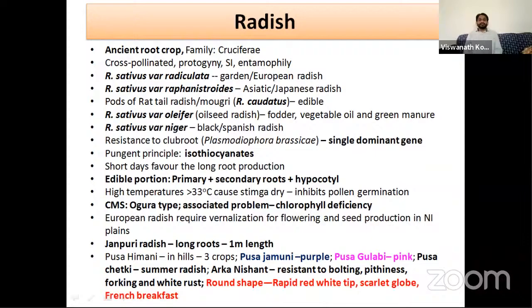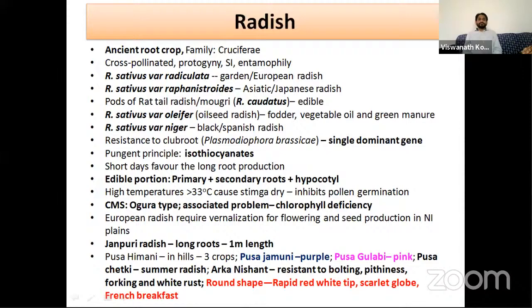CMS in radish is Ogura type, but it is associated with chlorophyll deficiency. That means the cytoplasmic male sterility is linked with the genes that cause chlorophyll deficiency. So European radish requires vernalization for flowering because they are temperate types. They require low temperature for flowering for a particular period of time. What the temperature requirement is and how many days it has to be, we will see in the next slides. So the European radish requires vernalization, but the tropical radish does not require vernalization. The tropical radish can produce seed in the North Indian plains, but European radish requires vernalization for seed set.